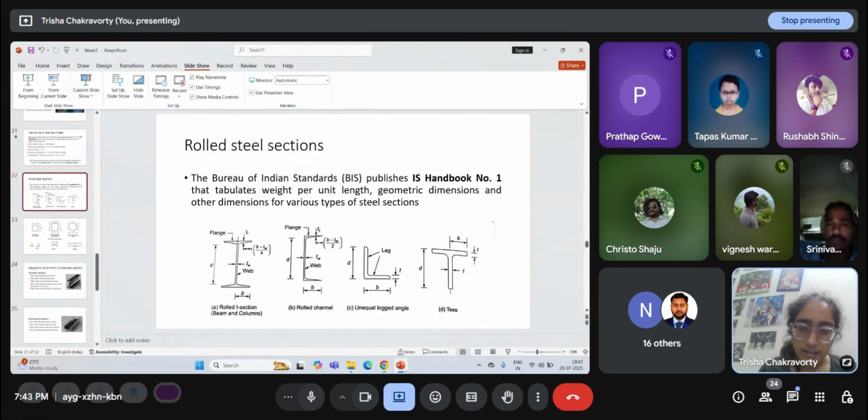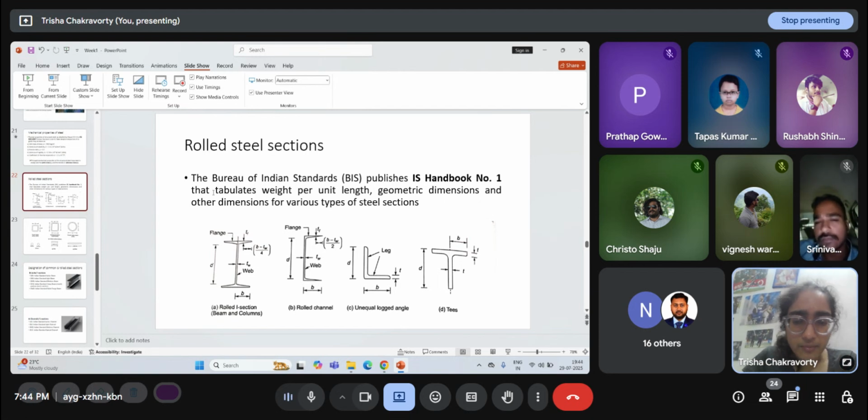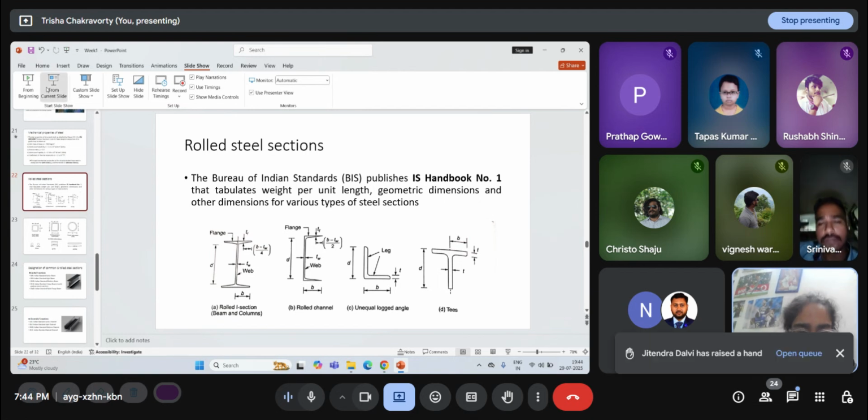What it does is it tabulates a large number of steel sections, and all of their properties are written in the table. You will eventually learn to read the table when you start solving problems, and they are also used in the industry.